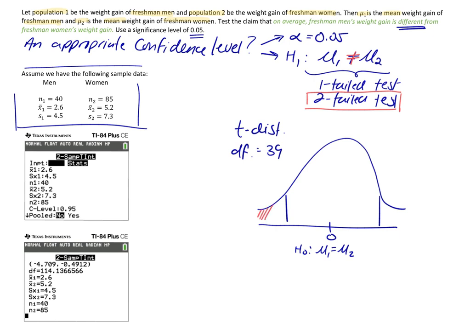The area of the critical region on the left tail and the area of the critical region on the right tail is our alpha split equally. So I'm going to have alpha divided by 2 on the left, alpha divided by 2 on the right, and so 0.05 divided by 2 is 0.025, 0.025.